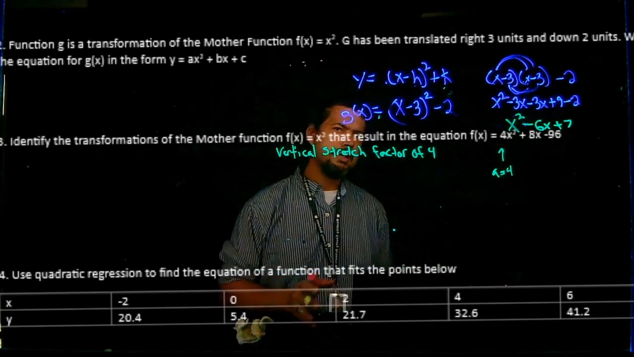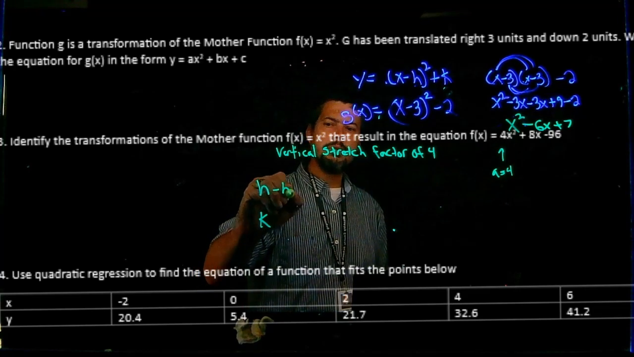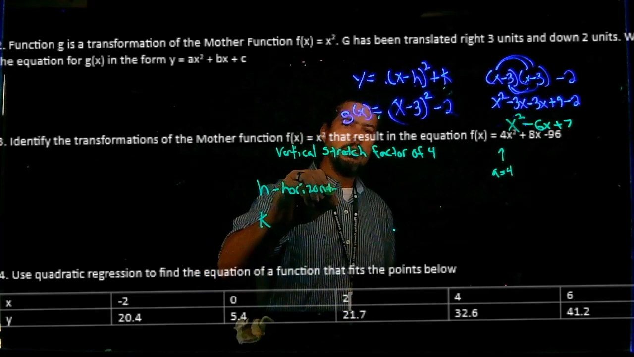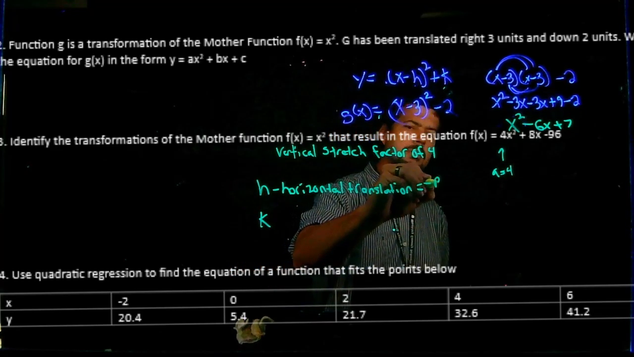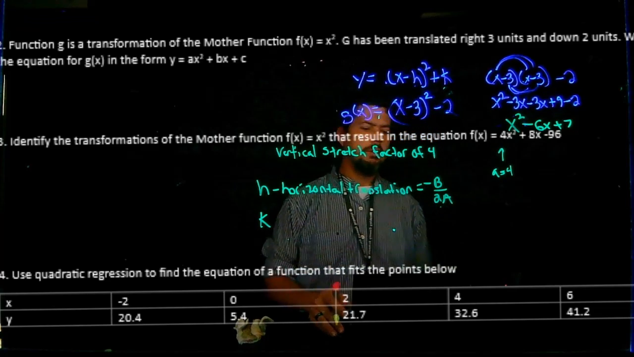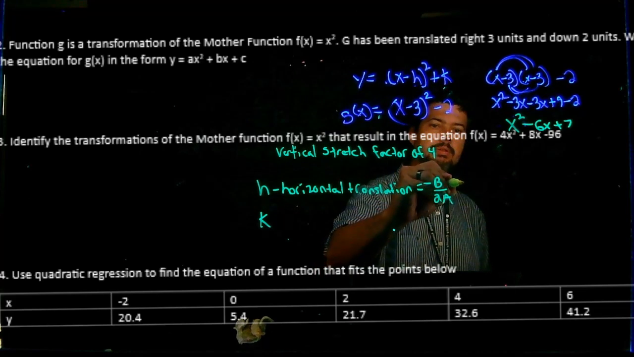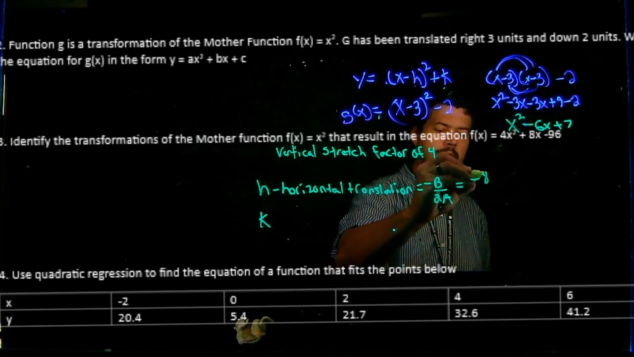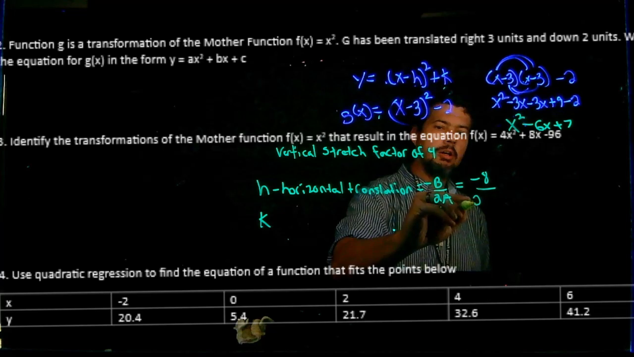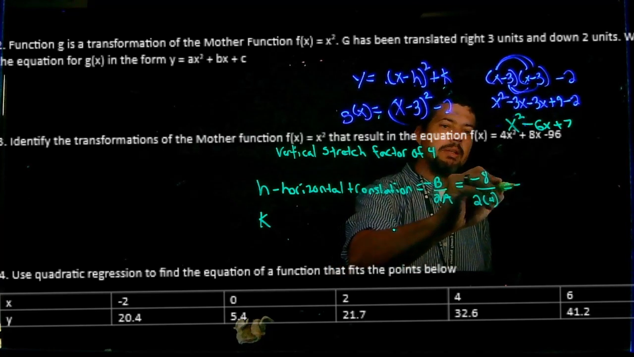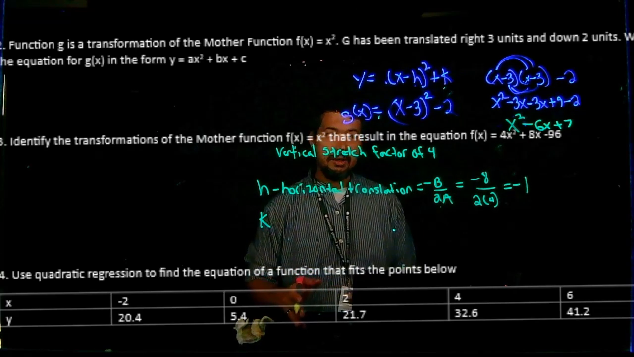Now, in order to see the rest of this, we need to know what h is. Remember, we need to find h and k. H is going to be your horizontal translation. And it's found using opposite b over twice a. So b is 8, right? B is 8. So it's going to be -8 over twice a. I'm getting that by looking right here. That's b. This is a. Over twice of 4. That's going to give me -1. What does that mean? That means that I am shifting 1 unit left.